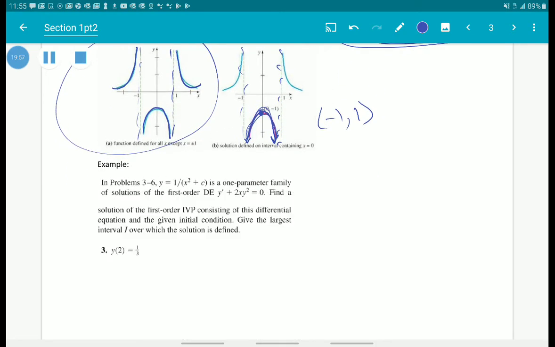So let's look at another example. In this one, we have the same differential equation and the same solution, y equals 1 over x squared plus c. But notice that they are giving us an initial value problem, and that initial condition is different.